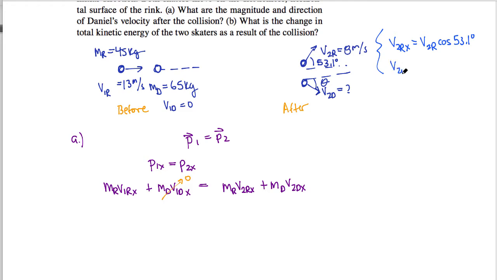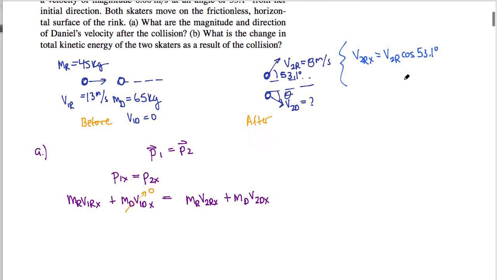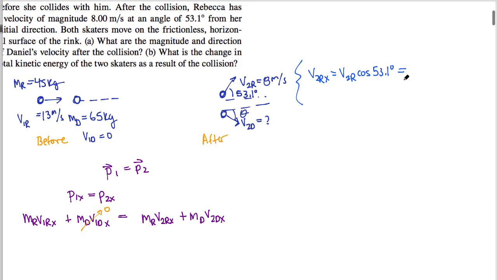V2 of Rebecca in the x direction will be 4.8, we'll just round to 4.8 meters per second. And in the y direction, since we will probably need that later, we have V2R times the sine of this angle, 53.1 degrees. So we would have 8 times the sine of 53.1 degrees, which we'll round to 6.4 meters per second. So we have Rebecca's velocity afterward.